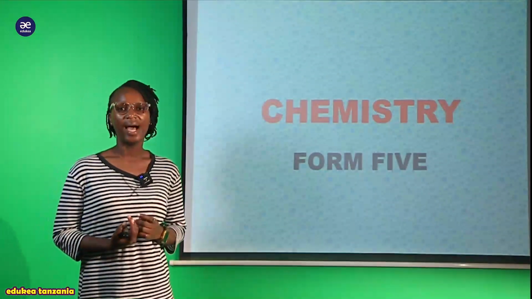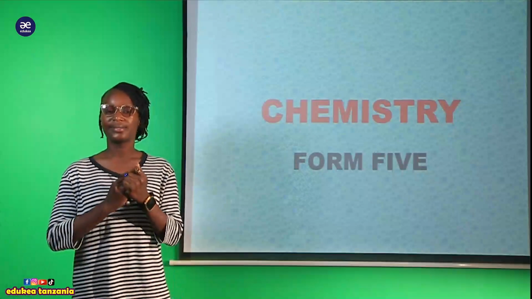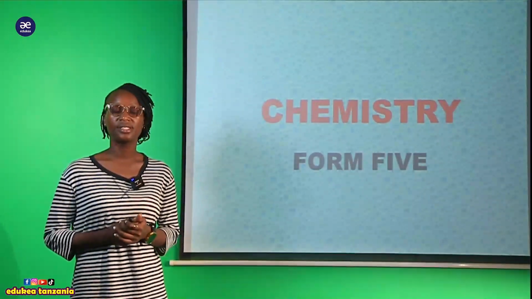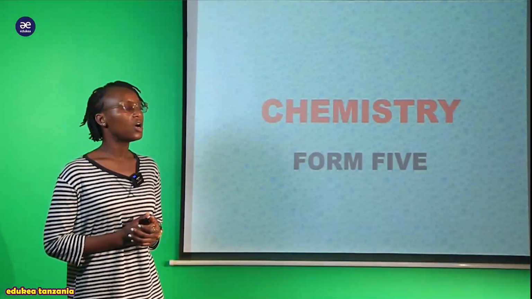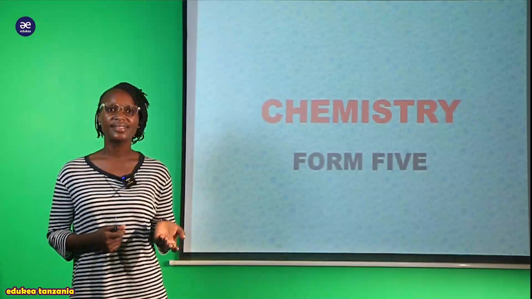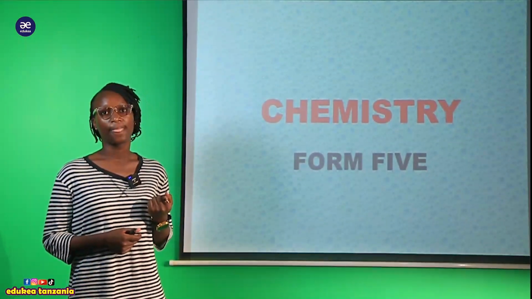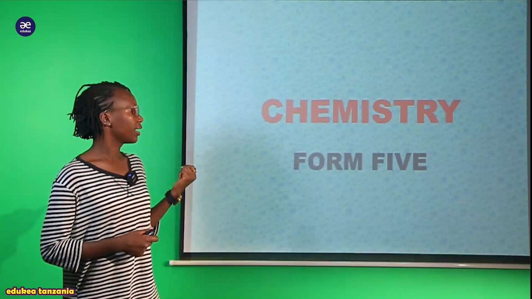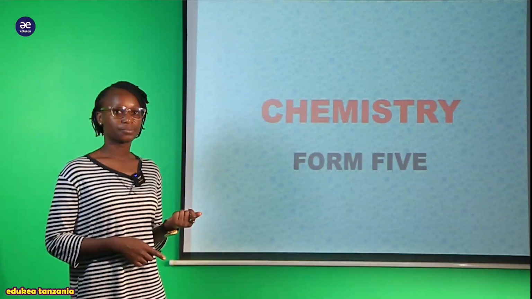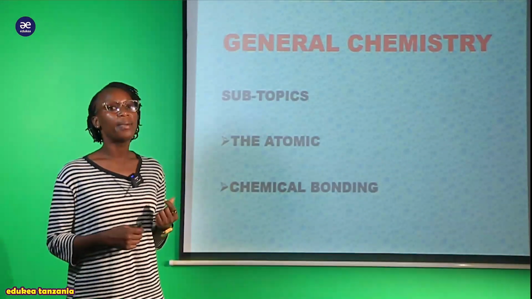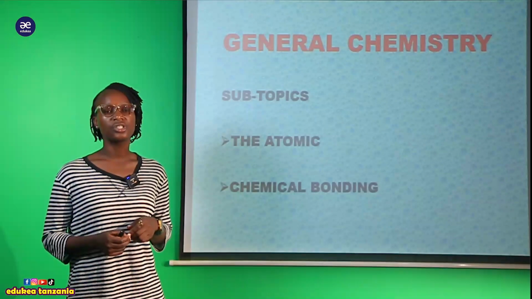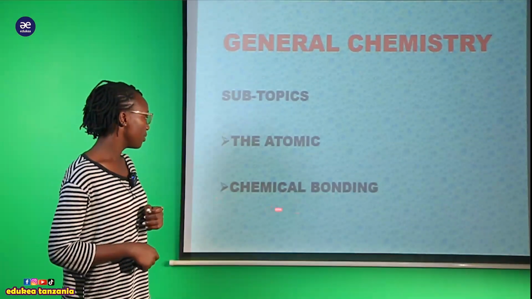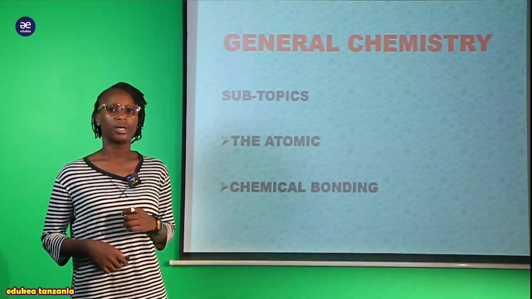Okay, so my students, here we have our simple and interesting subject known as chemistry, and our class level, which is Form 5. So we have the Form 5 class and the chemistry subject. Our main concern is general chemistry, and we are proceeding with our chemical bonding.